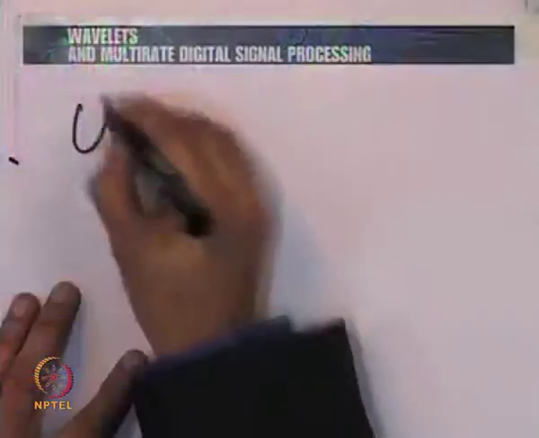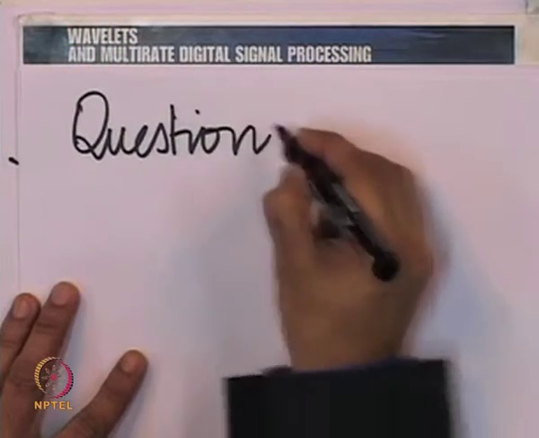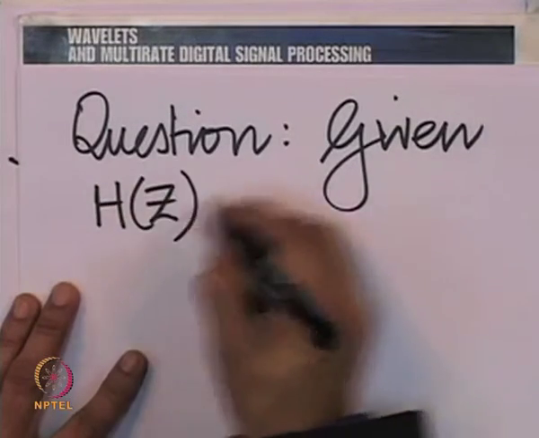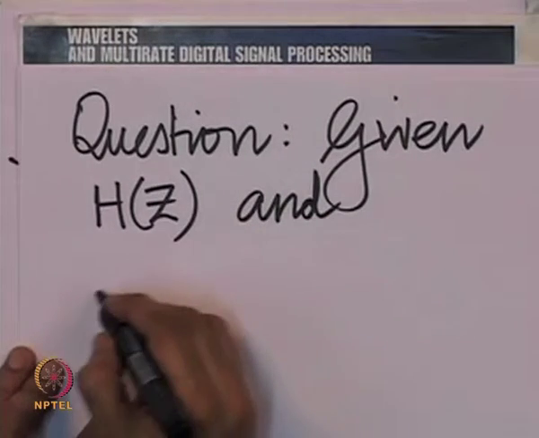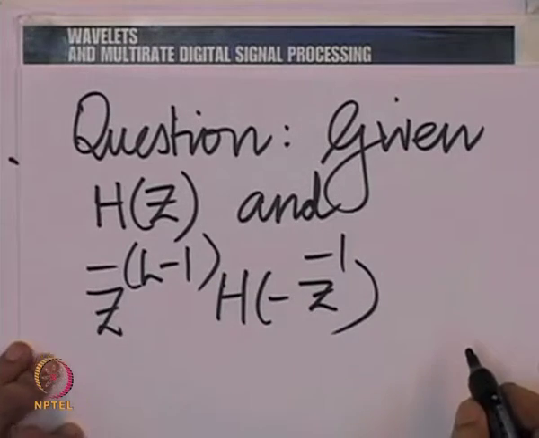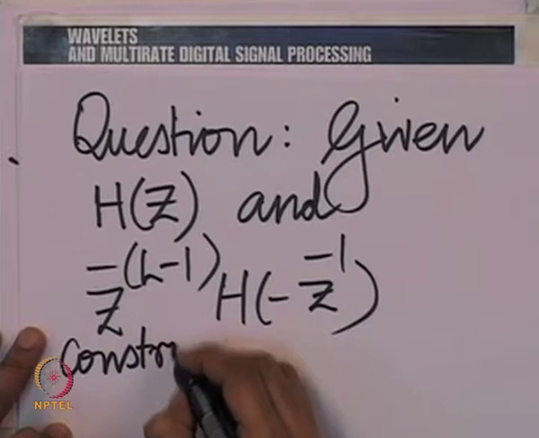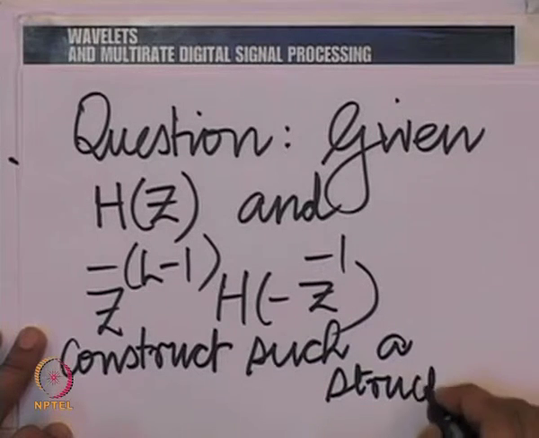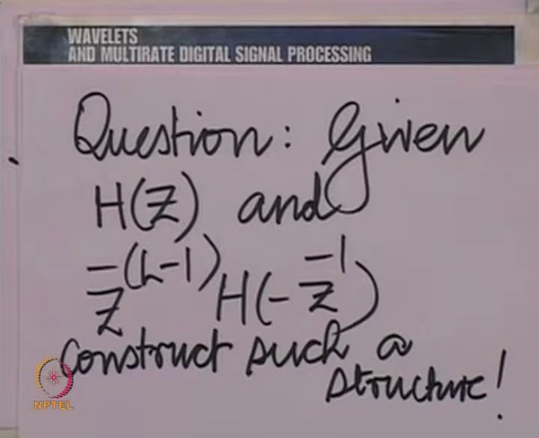The synthesis or the construction. So, the question that needs to be answered is, given H z and z raised to the power minus L minus 1 H of minus z inverse, construct such a structure. Now, towards that objective, we would need essentially to go down one step.